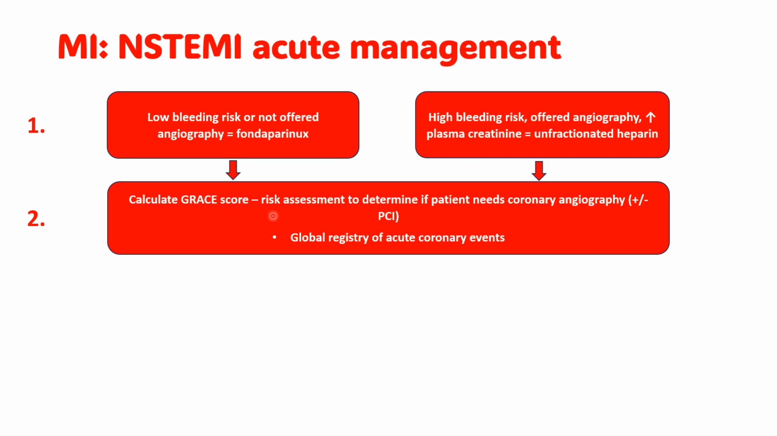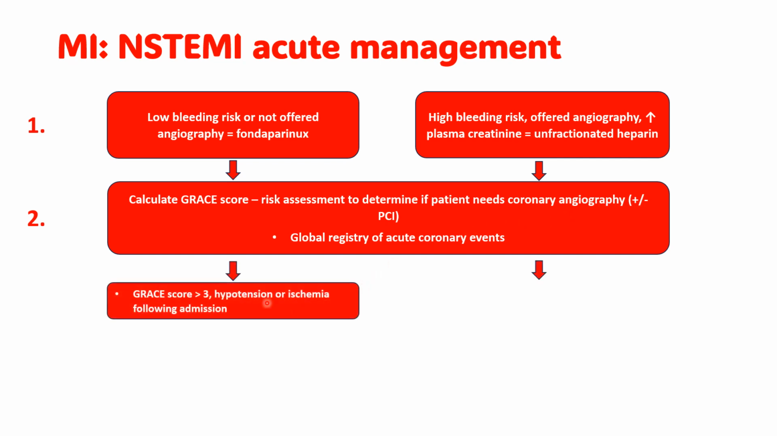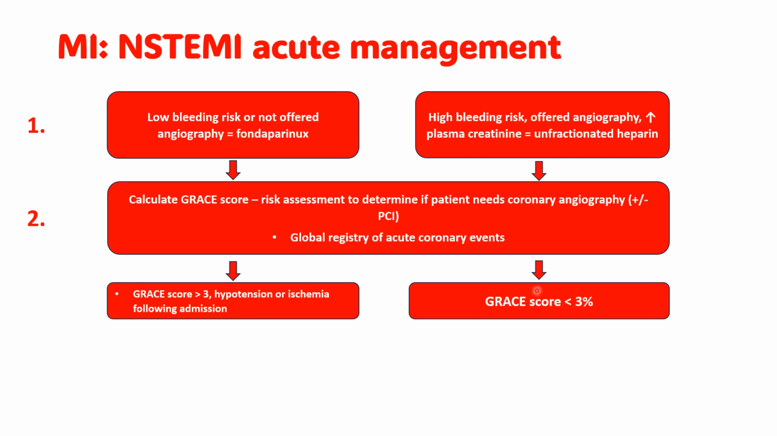Then we want to calculate the GRACE score. So the GRACE score is the Global Registry of Acute Coronary Events, and it's a risk assessment to determine if a patient needs coronary angiography, plus or minus PCI. If the GRACE score is greater than 3%, or they've got low blood pressure or ischemia following admission, there are essentially 2 different things that happen depending on what the GRACE score is, or if they have these other features.